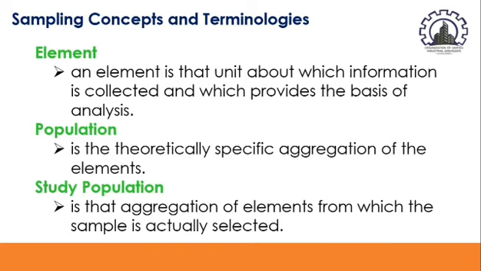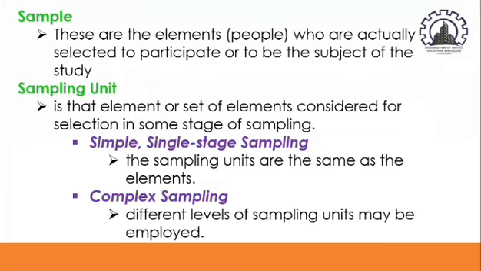And if we say study population, a study population is that aggregation of elements from which the sample is actually selected. For example, in the study of college students, only the full-time male and female students may be included. All other types of students are excluded. So this is the study population, which is often defined in the scope and delimitation section of the thesis report.